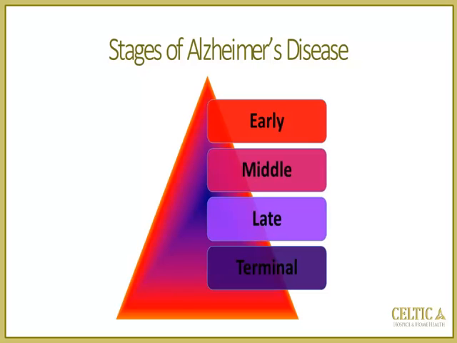The most common form of dementia is Alzheimer's disease. There are 4 main stages of Alzheimer's disease: the early stage, middle, late, and terminal. In the next several slides, we're going to discuss the differences between each stage.